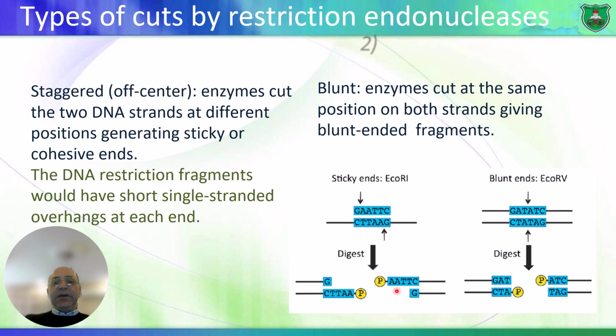Now they are called cohesive ends because these ends are complementary to each other. So you have TTAA, and here you have TTAA. So the AA here can hydrogen bond with the TT right here. The TT here can hydrogen bond with the AA right there. So these are known as cohesive ends.